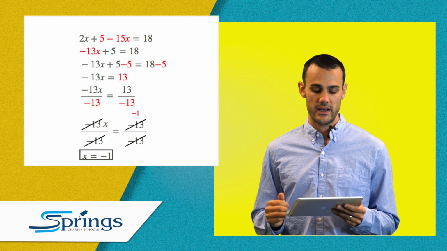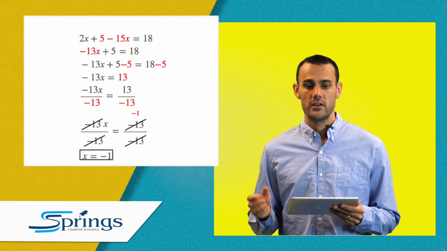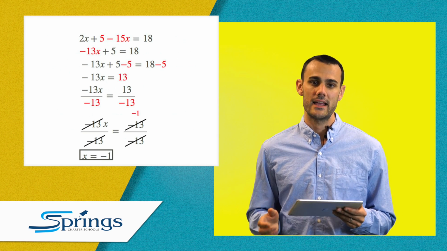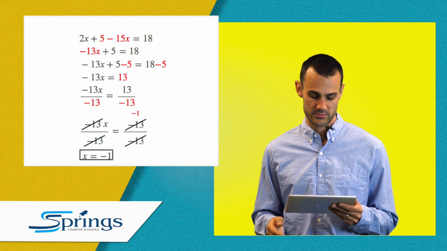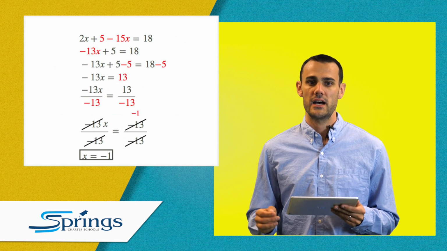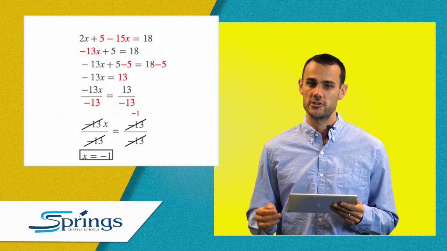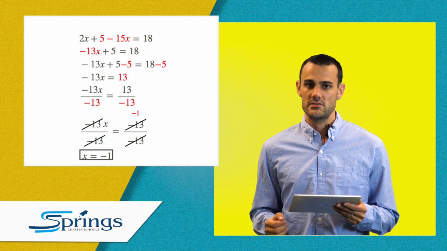2x plus 5 minus 15x equals 18. We have used the distributive property, and now we're ready to combine like terms. 2x minus 15x results in negative 13x plus 5 equals 18. We can then subtract 5 from both sides of our equation. It's shown in red. And when we do that, we get negative 13x equals 13.